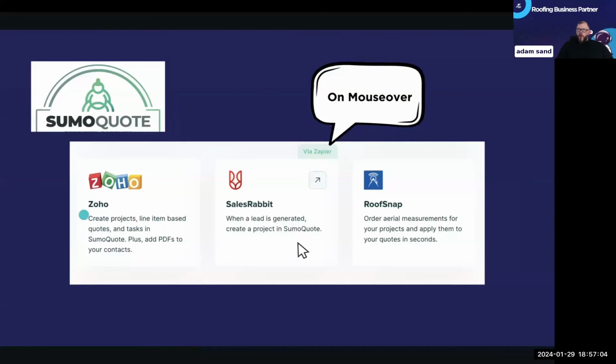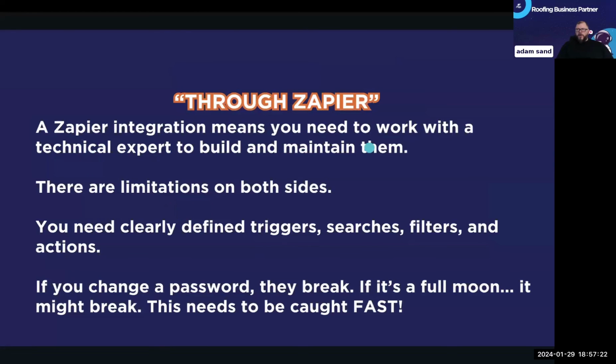And you always want to make sure you check the fine print, because this is an example. On the Sumo Quote website, it says it integrates with Sales Rabbit, but when you put your mouse over it, it says Zapier. So it doesn't integrate. It's just Sumo Quote integrates with Zapier, Sales Rabbit integrates with Zapier, but you have to build it. So what does that mean? You need to work with a technical expert to build and maintain it. And there are usually limitations on both sides. You'll need clearly defined triggers, searches, filters, and actions to make it work, and they break all the time. So it's a common issue with these.